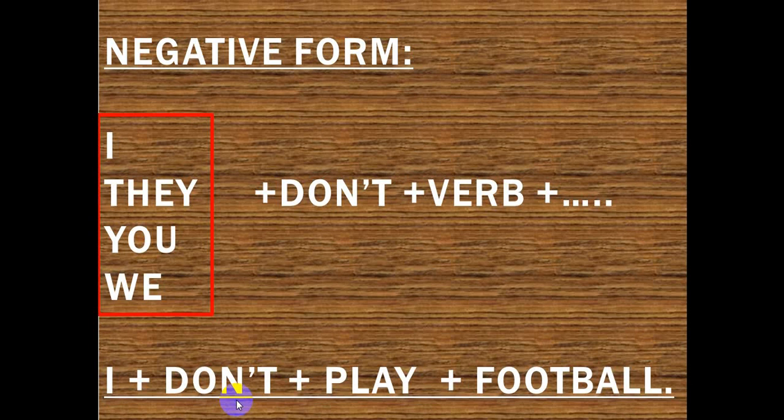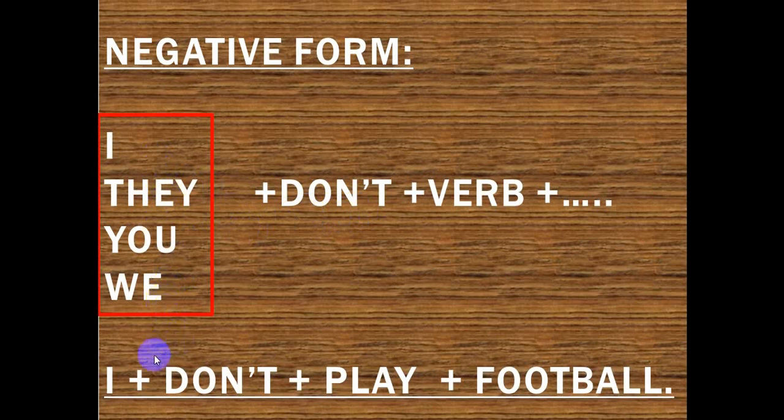As examples, the negative form with the pronouns I, they, you, and we uses don't plus verb. So we use the auxiliary verb don't plus verb plus the complement with the pronouns I, they, you, and we. So don't forget, my beloved students, we use don't with these pronouns, with I, they, you, and we.